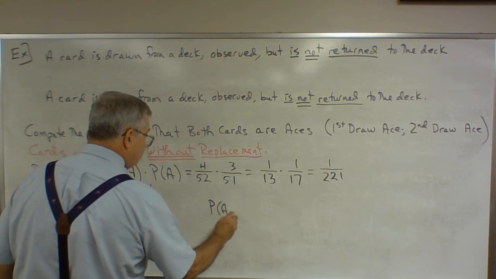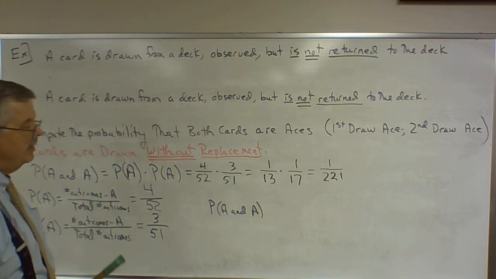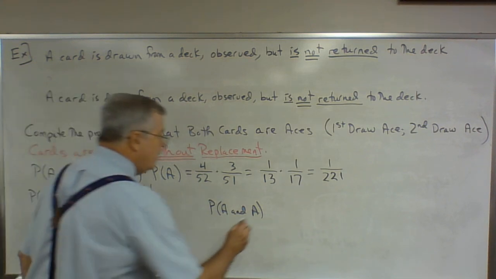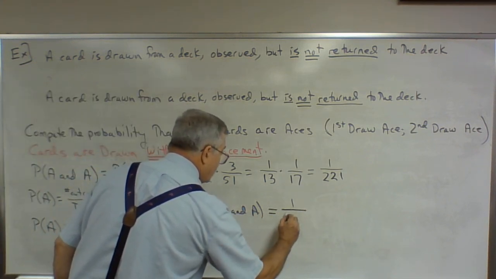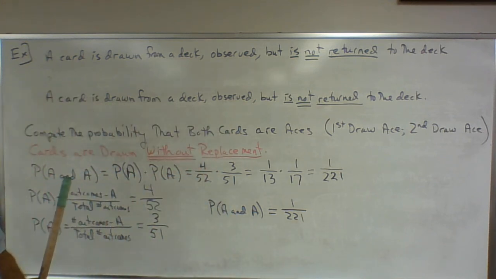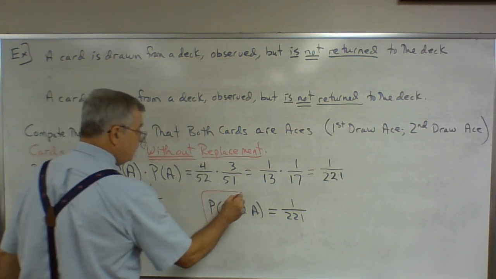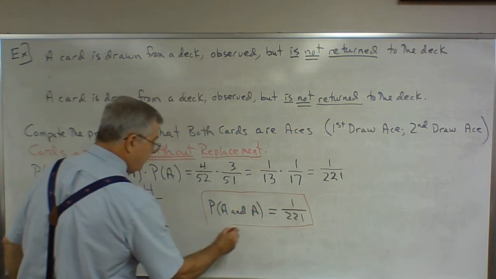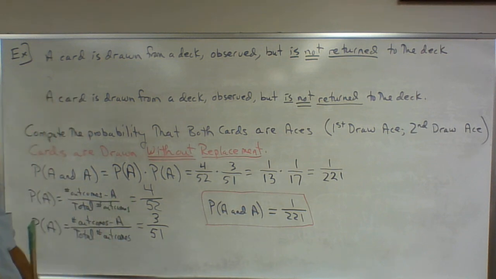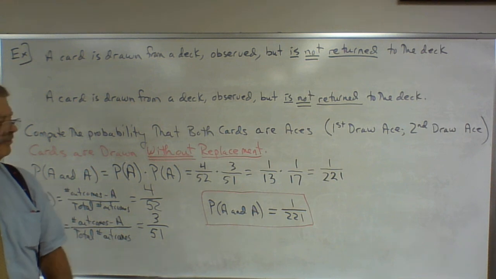Probability of getting an ace on the first draw and an ace on the second draw, if the cards are selected without replacement, is 1 over 221. Now let's see. I think when we did it with replacement, it was 1 over 169, right? So, wow, there's a big difference. If the cards are drawn without replacement, it's going to be a lot harder to get an ace on the first draw and on the second draw.